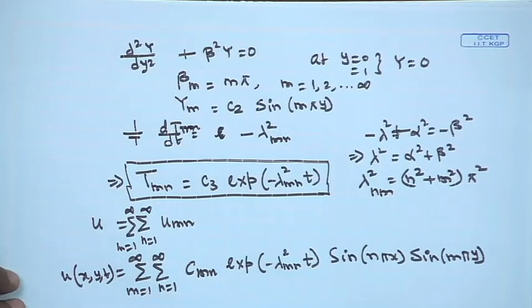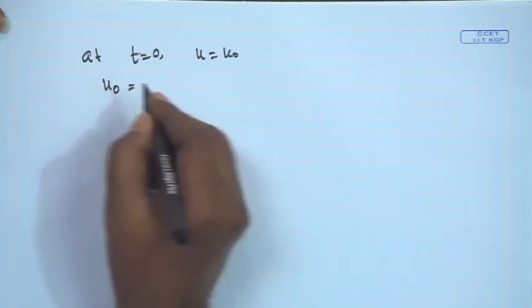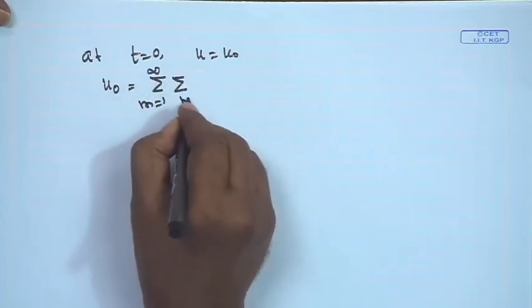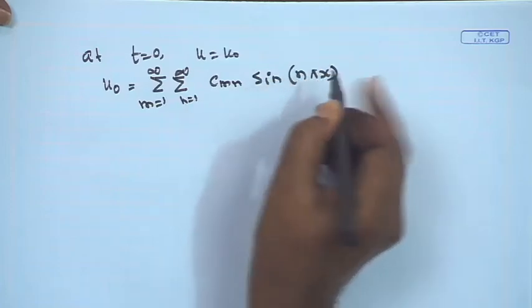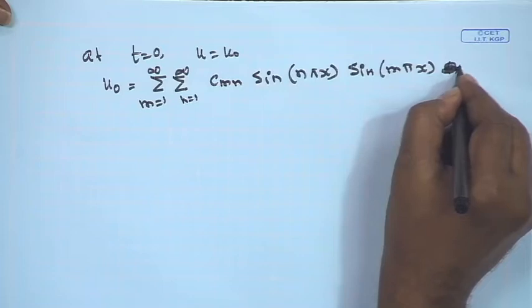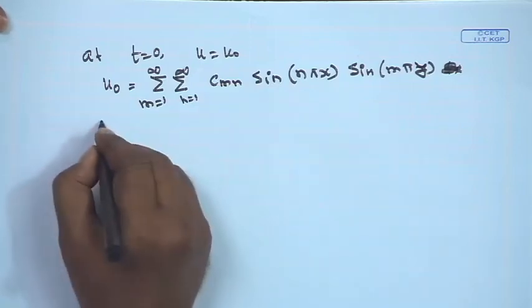Now, only one step is left behind, that is the evaluation of constant Cmn, and the constant Cmn can be evaluated from the initial condition that has not been utilized till now, that is at t is equal to 0, u is equal to u naught. So, if you write that, let us see how it comes out. U naught is equal to summation m is equal to 1 to infinity, n is equal to 1 to infinity Cmn sin n pi x sin m pi y. Okay. So, now we can utilize the orthogonal property of the eigenfunction.